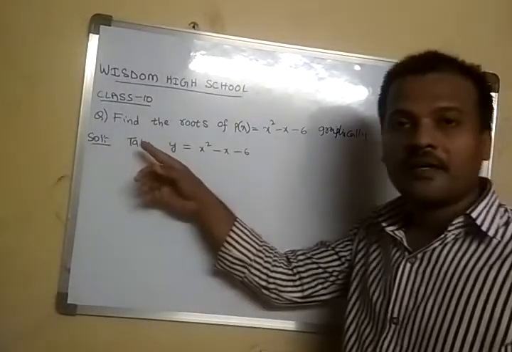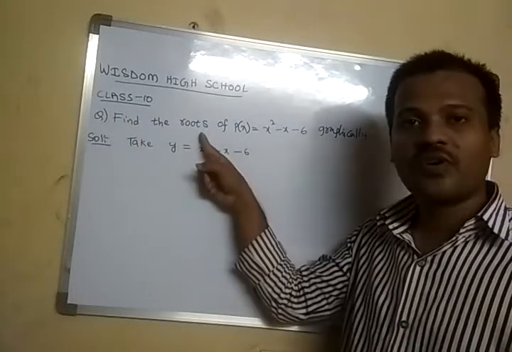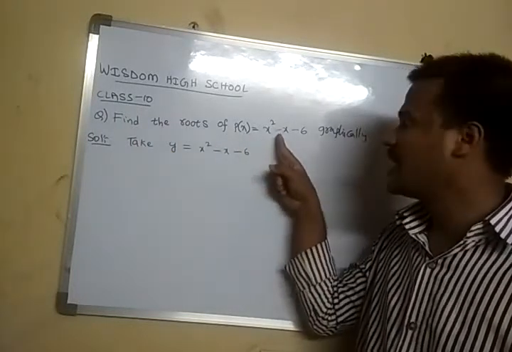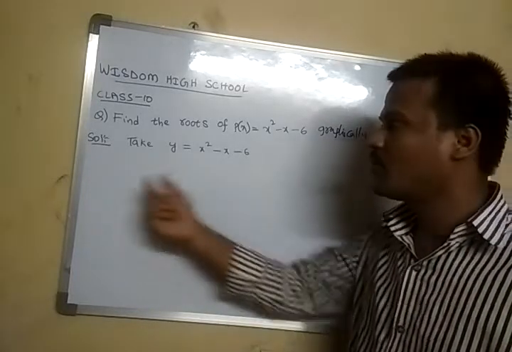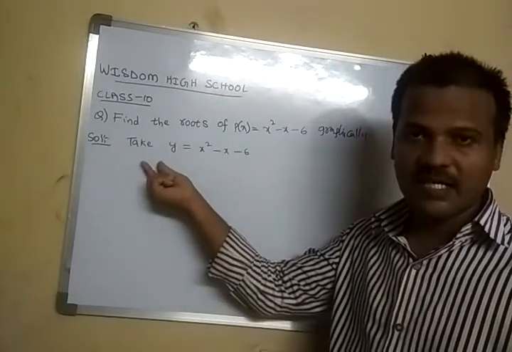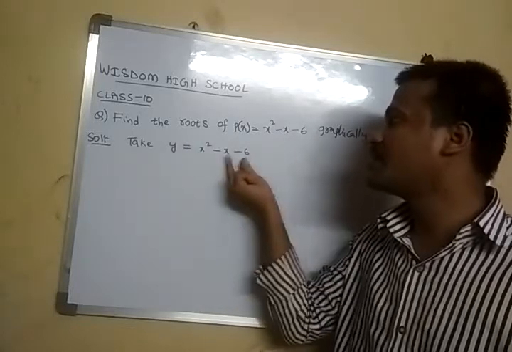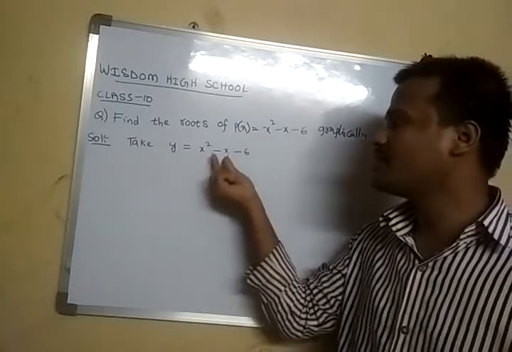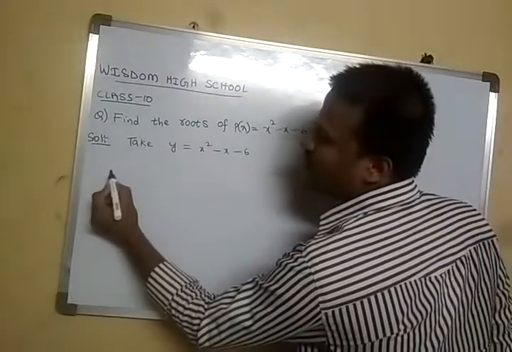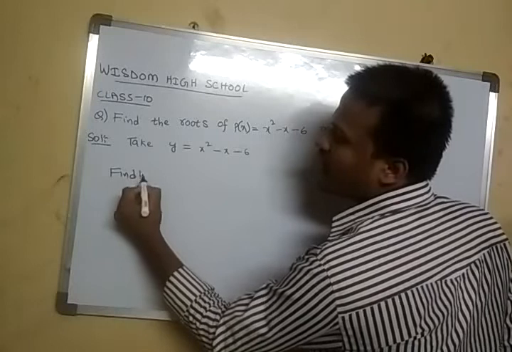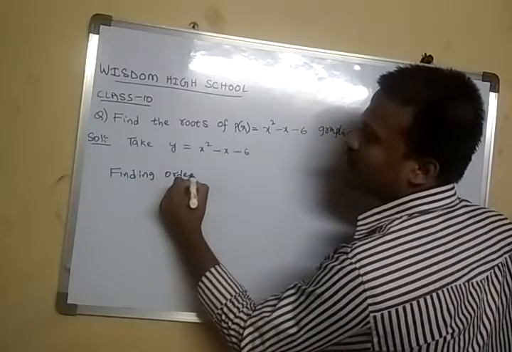Now look at the question here. Find the roots of p of x equal to x square minus x minus 6 graphically. So solution, as I already said, the first step is you need to take y equal to that polynomial. So y is equal to x square minus x minus 6. And the next step is you have to find the ordered pairs.